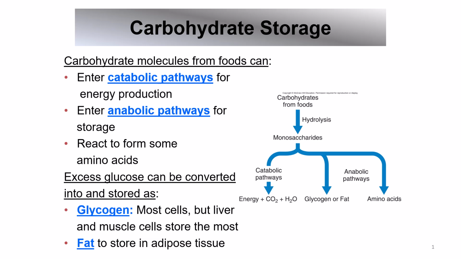Now here it says that too much glucose, if it's not being used, gets converted into glycogen, which just means a chain of many glucose molecules attached together. This is stored in our liver and muscle cells, but also too much glucose can get converted into fat.